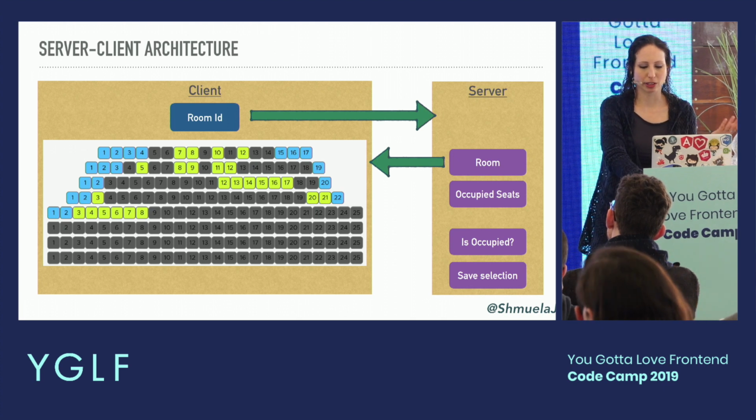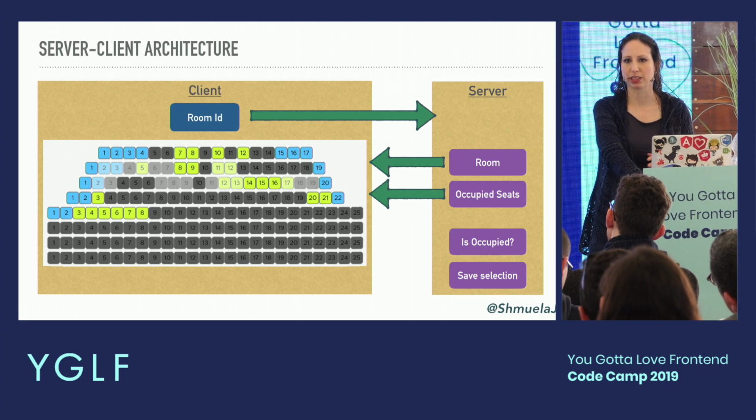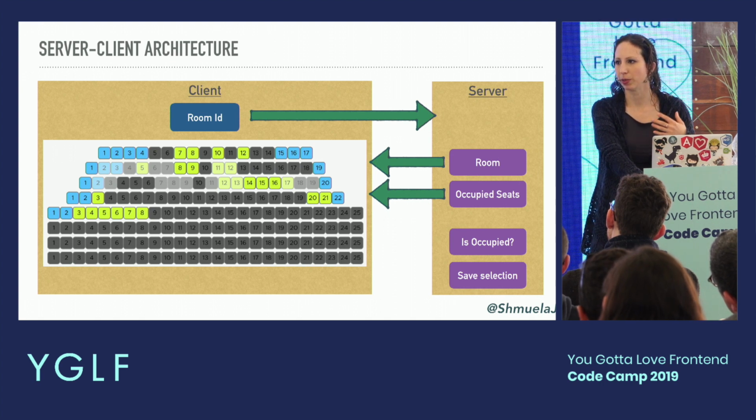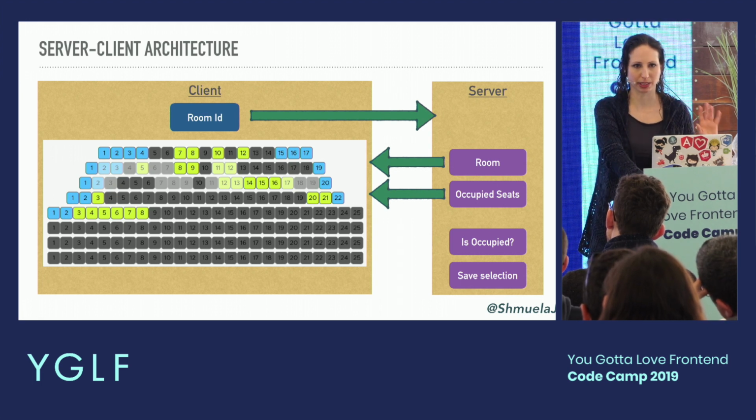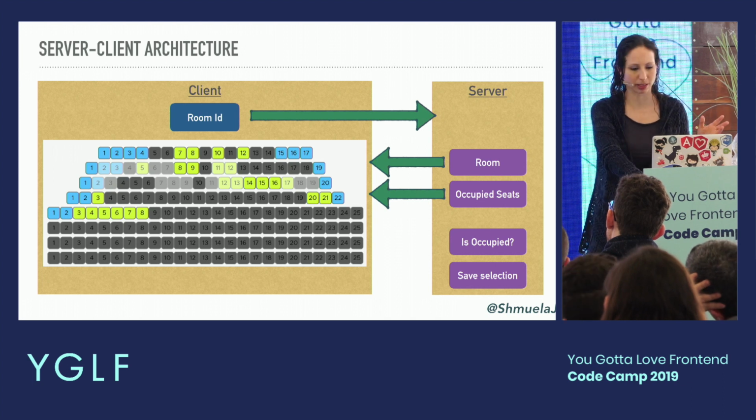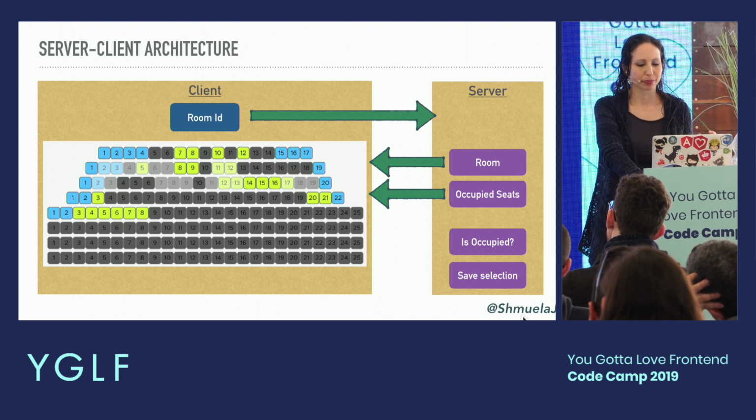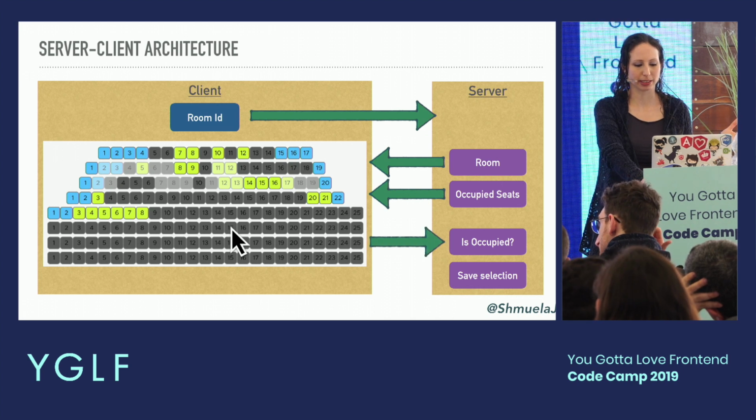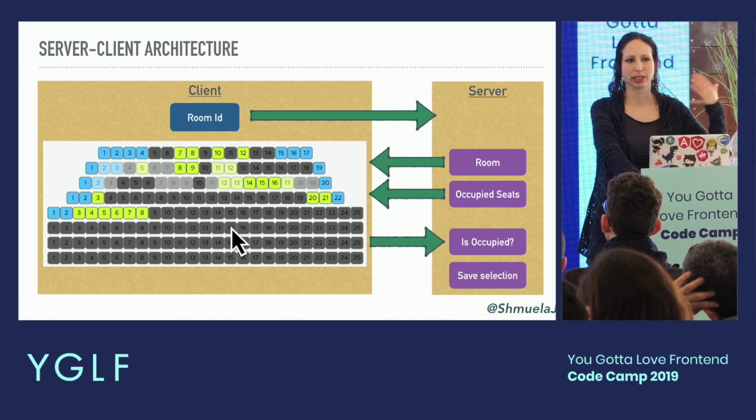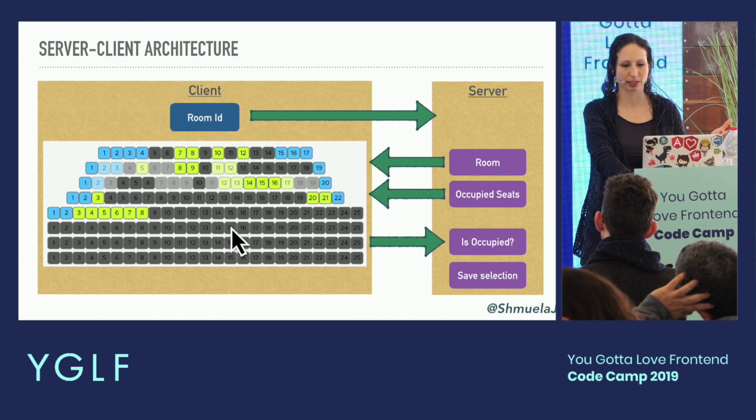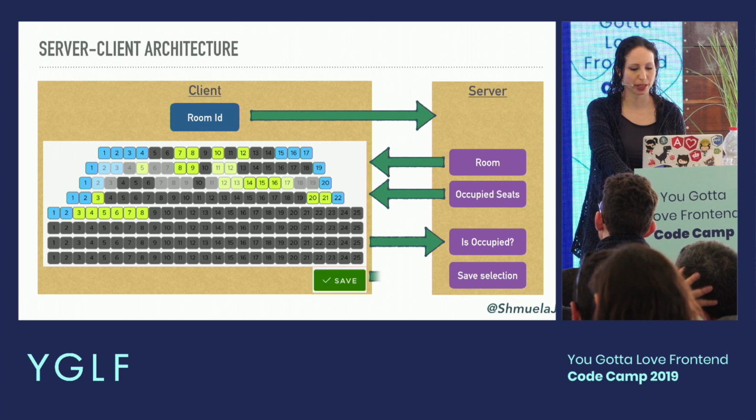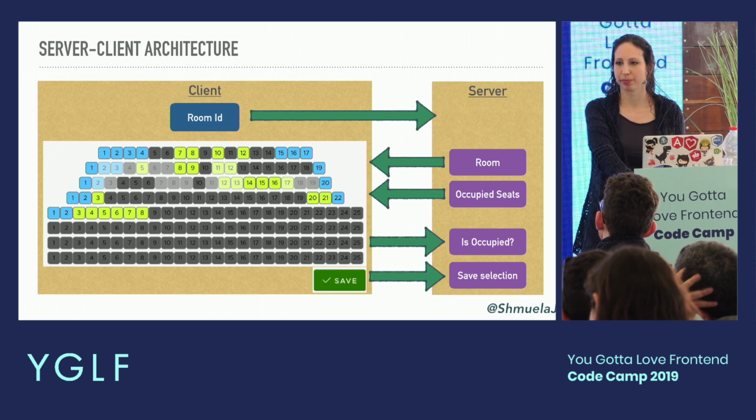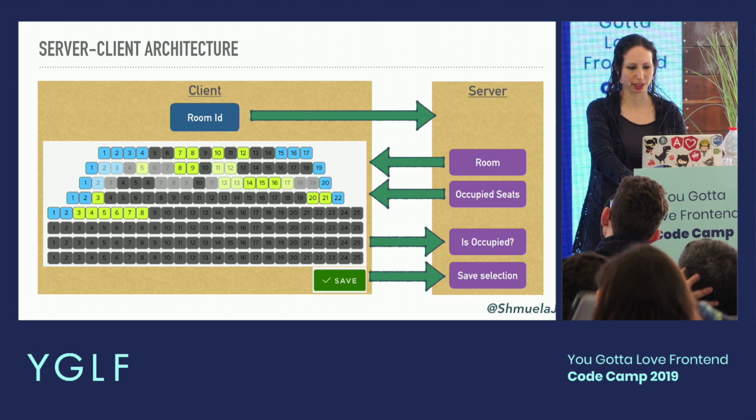Okay, and then you also get the live updates, whether it's with a WebSocket or polling. I don't care at the moment, but you get these updates whenever there's a seat that's occupied by someone else. And then when you select a seat, it also sends the async request to the server to ask, is it occupied? Okay, so that's the validation. And in the end, of course, you can save your selection.